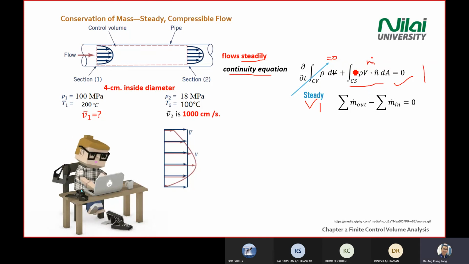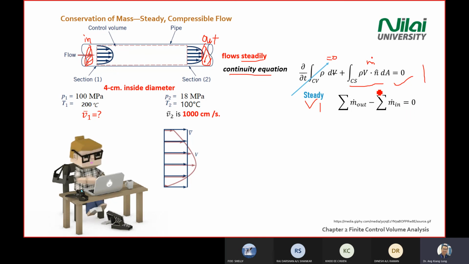So you want to find what is in equal to what is out. In this pipe here, you actually have two areas. One is in, on the left hand side, and one is out, on the right hand side. So this is the in area, this is the out area. You have to calculate the sum of the mass flow rate inside the system. So you consider m dot out minus m dot in equals 0.